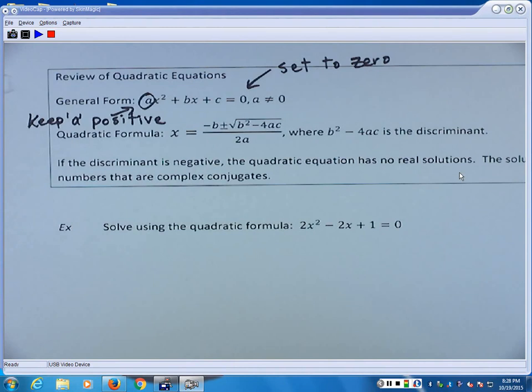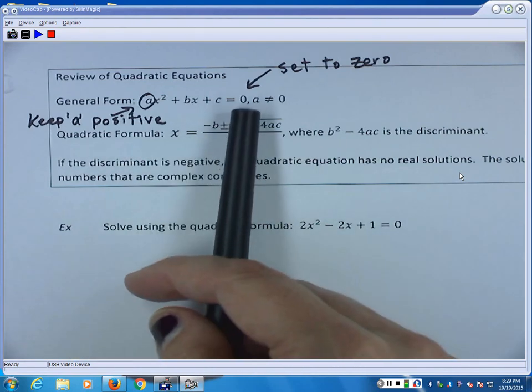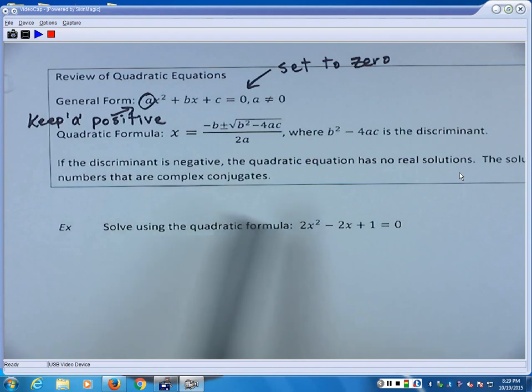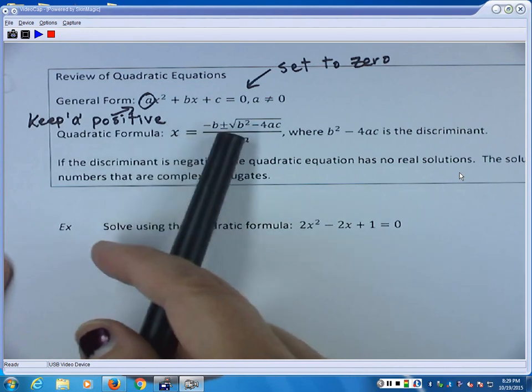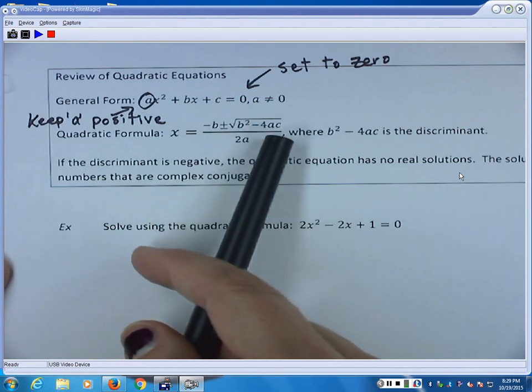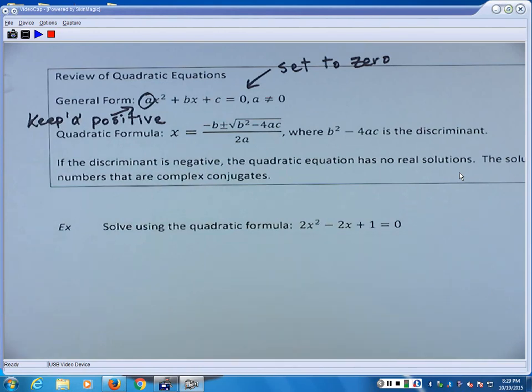So, in order to identify a, b, and c, you first have to make sure your quadratic equation is set to 0. And if a is negative, you could just simply multiply through by -1 to change the sign of every term to keep it positive. So here's the quadratic formula: -b plus or minus the square root of b squared minus 4ac, over 2a. If this factors, that would be an easier way, but this doesn't factor. These things end up being complex numbers.